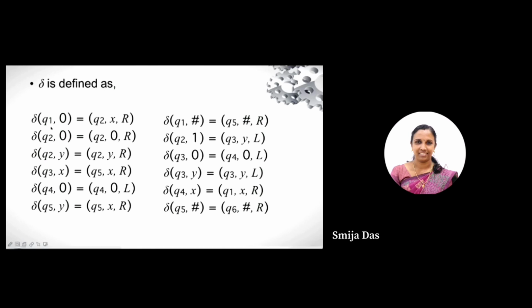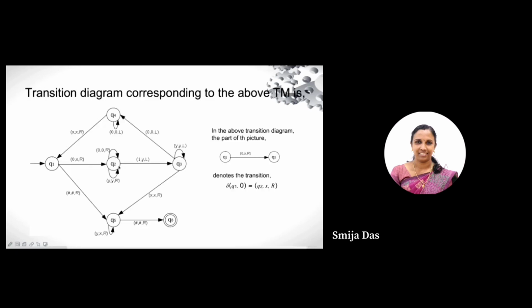So we can represent from Q1 to Q2, the input symbol is 0, which will be replaced with the new tape symbol X and the read-write head will move towards right. That is represented like this in the transition from Q1 to Q2.